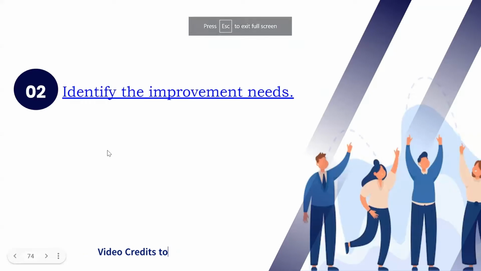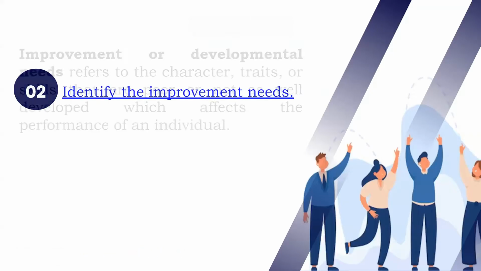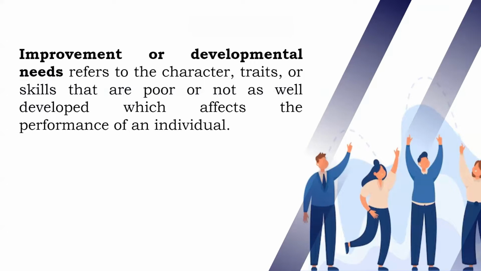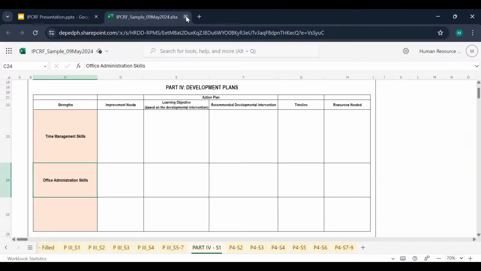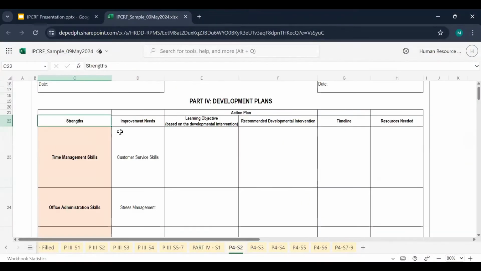Second step, identify the improvement needs. Improvement or developmental needs refers to the character traits or skills that are poor or not as well developed, which affects the performance of an individual. For example, the improvement needs under strength 1, which is time management skills, is the customer service skills. The improvement needs under strength 2, which is the office administration skills, is stress management.